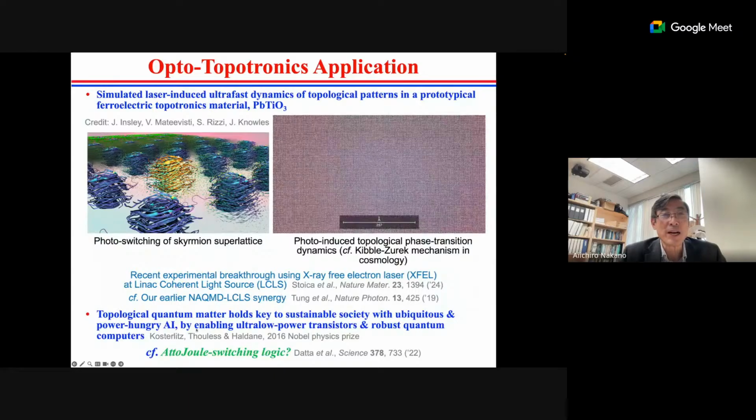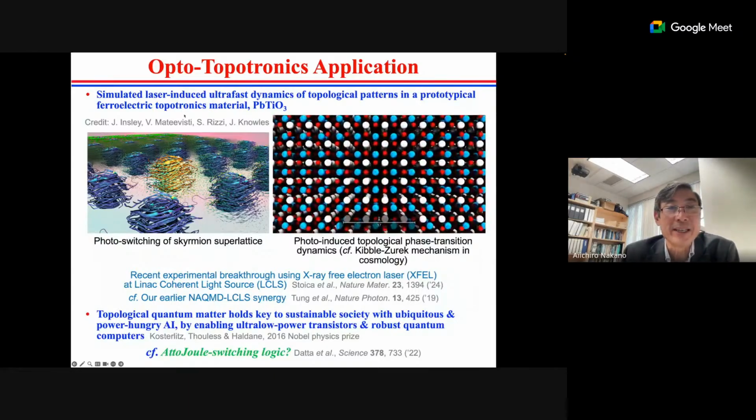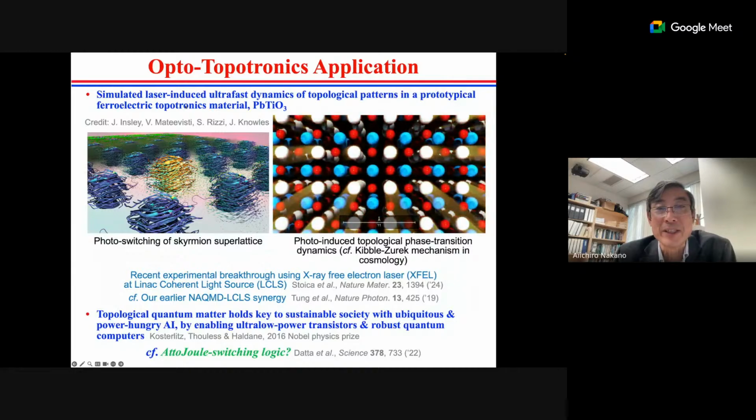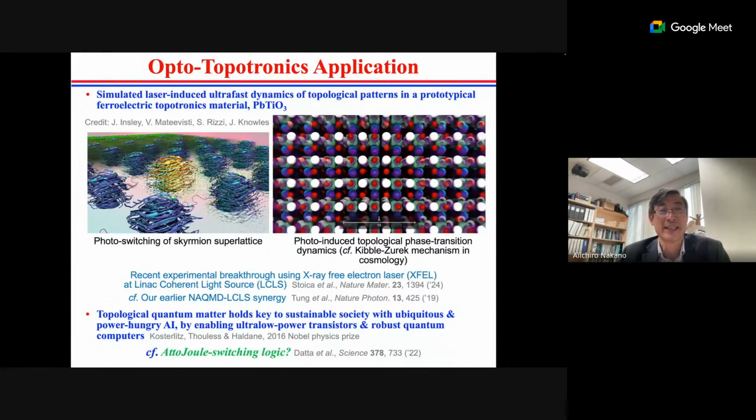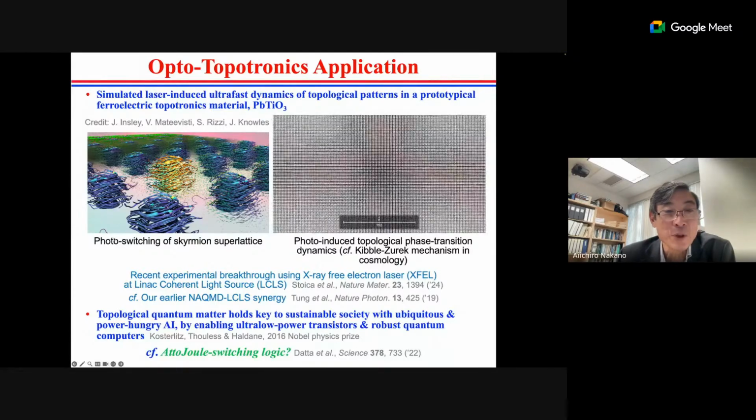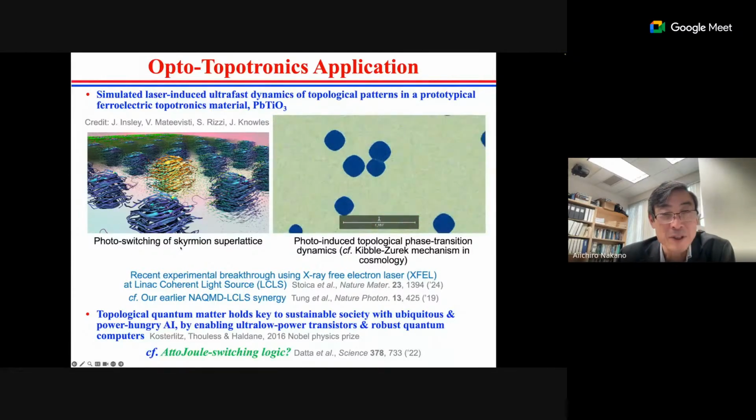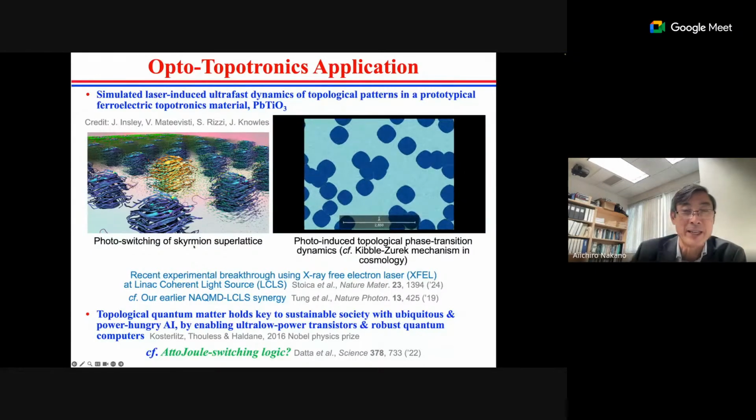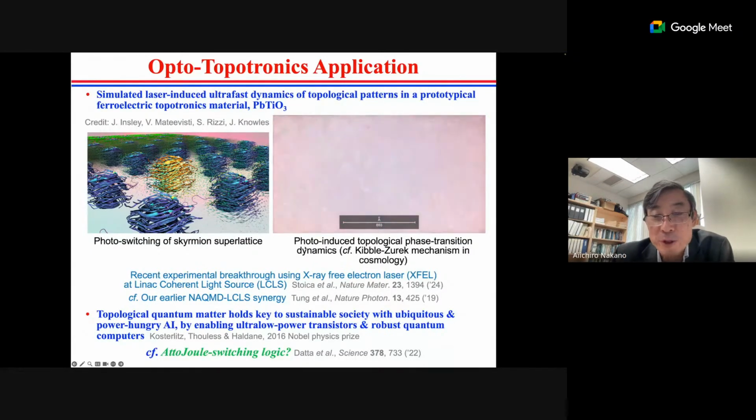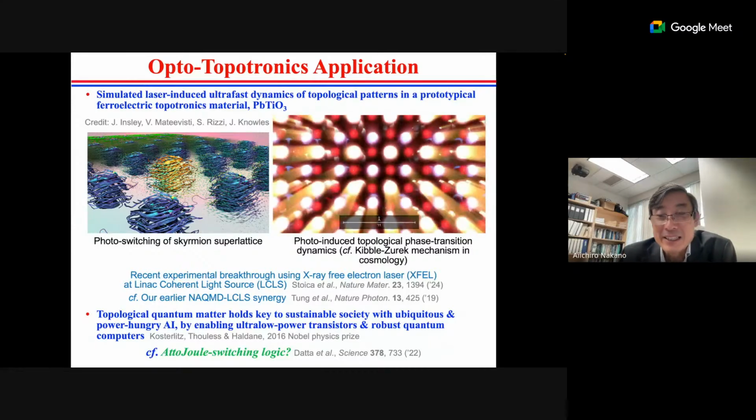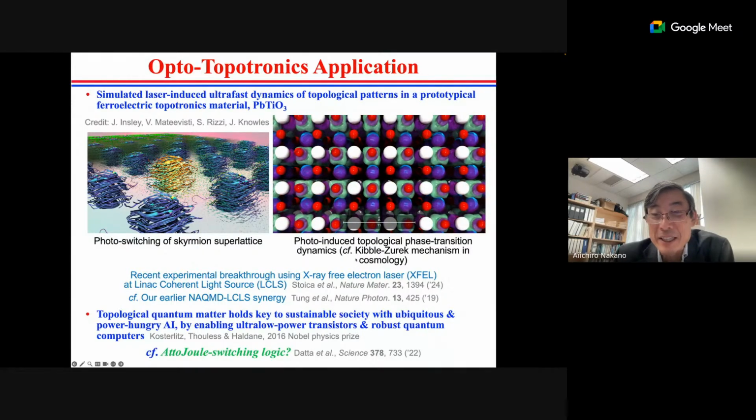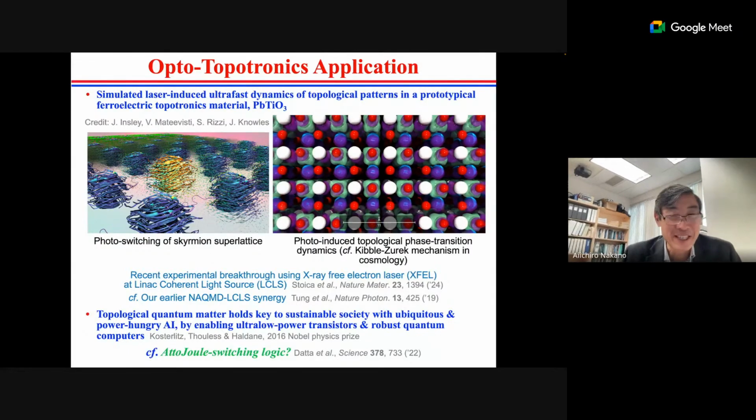So on Aurora, we simulated the laser-induced ultrafast dynamics of topological patterns in a prototypical so-called ferroelectric topotronics material, lead titanate. This included the photo-switching of a so-called skyrmion superlattice, that's a topological quantum entity. And this movie is a photo-induced topological phase transition dynamic. This is similar to what is called the Kibble-Zurek mechanism in cosmology, like it was supposed to be happening at the beginning of the universe.